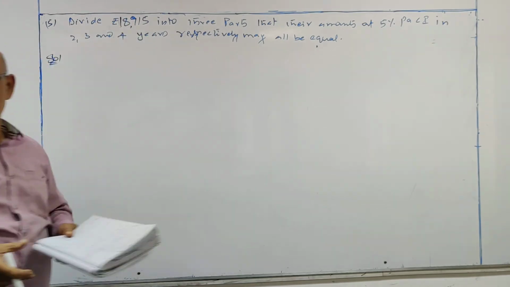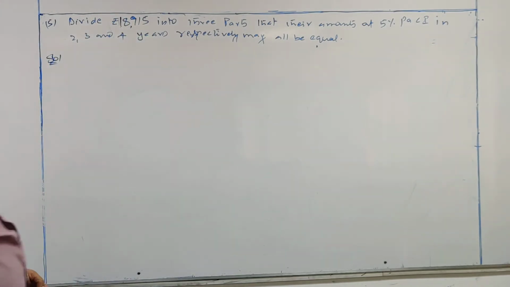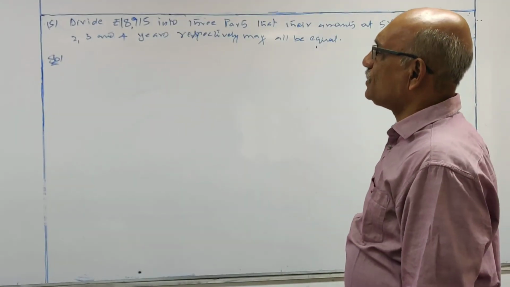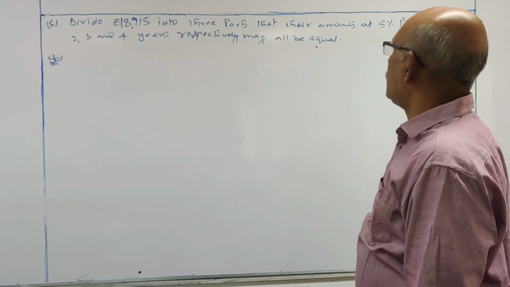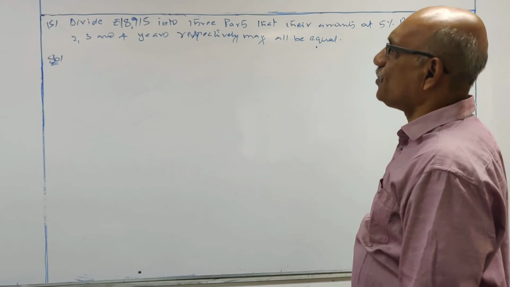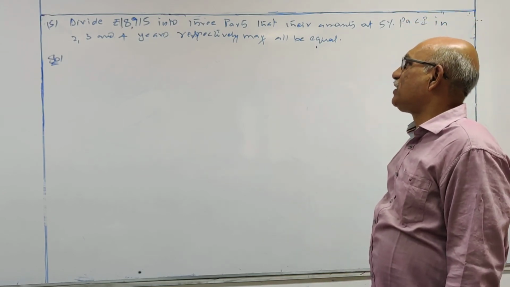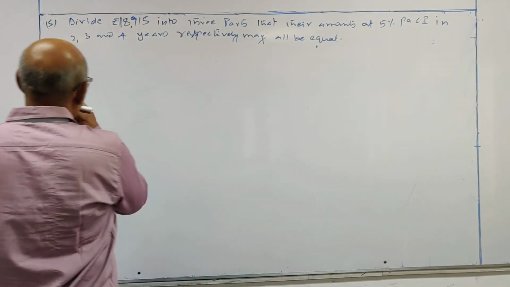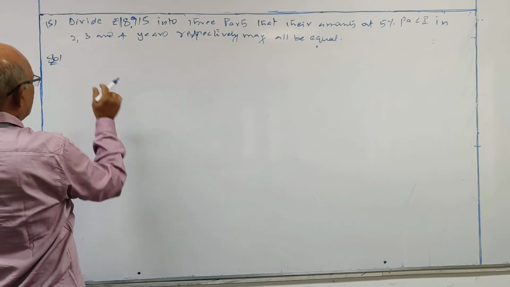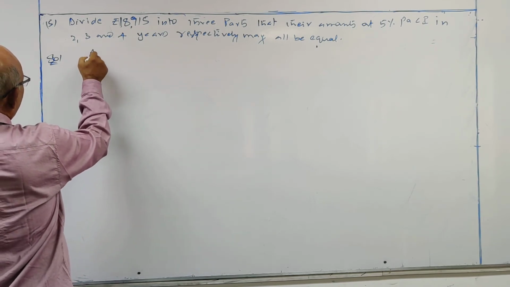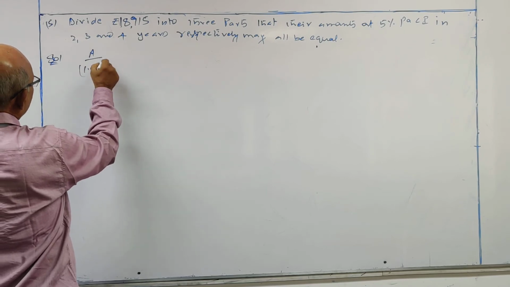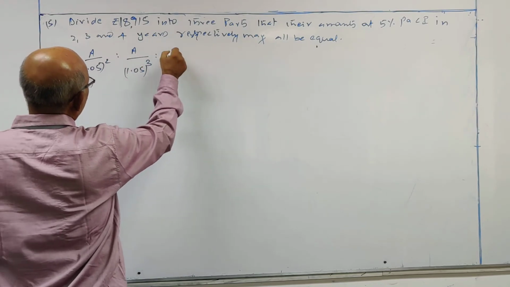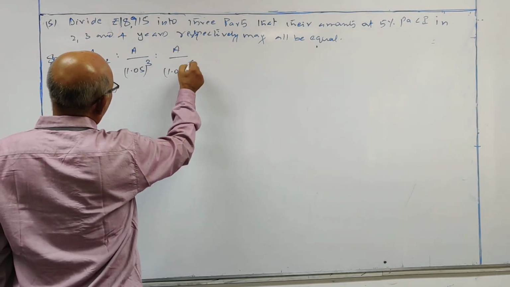Let us see one more question. To understand this concept even in a better way, divide 18,915 into 3 parts so that their amounts at 5% per annum compound interest in 2, 3, 4 years respectively may all be equal. So same way you have to proceed. First 3 steps are common. That is A divided by 1.05 whole square is to A divided by 1.05 whole cube is to A divided by 1.05 whole power 4.